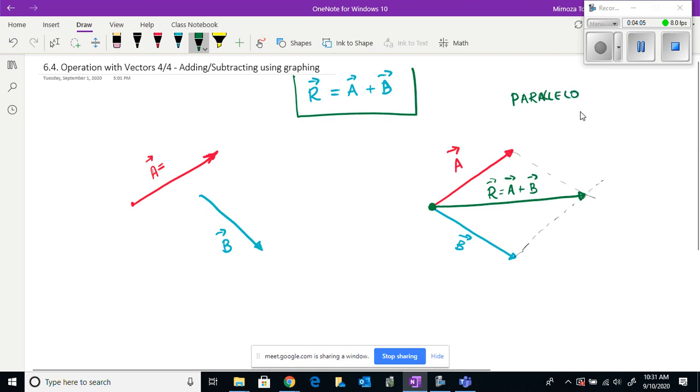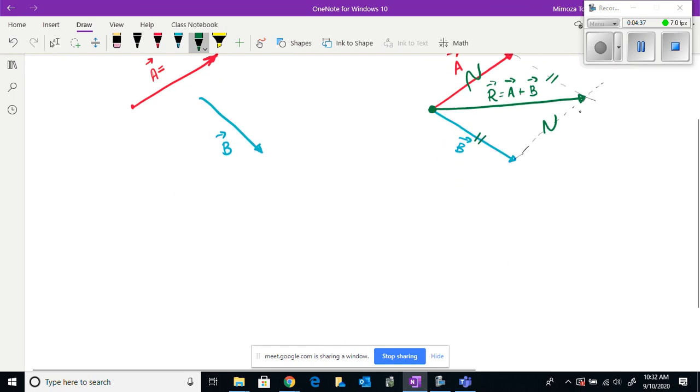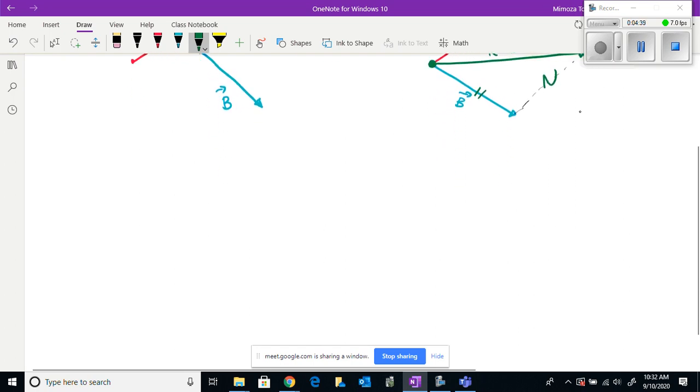Why is it called the parallelogram method? Because what you are doing is you are constructing a parallelogram, so sides are two by two parallel and equal to each other. And then everything in the parallelogram method starts at the same starting point. This is a very used method when we have two vectors to add.